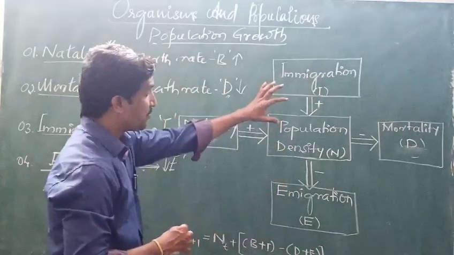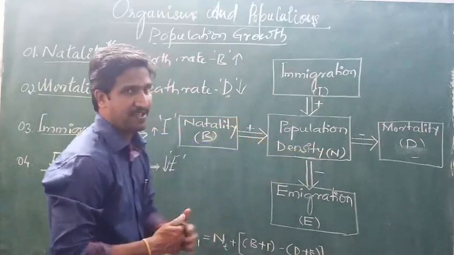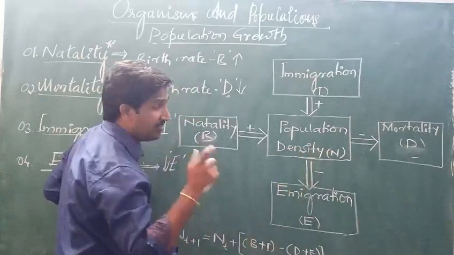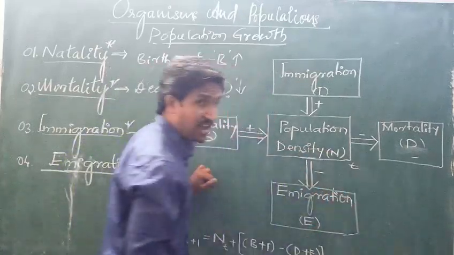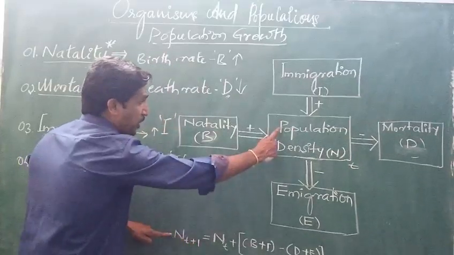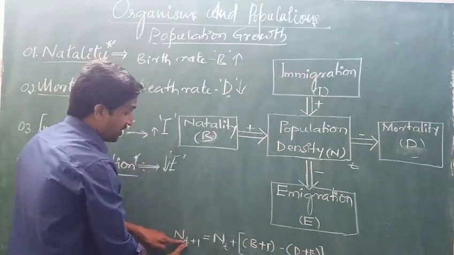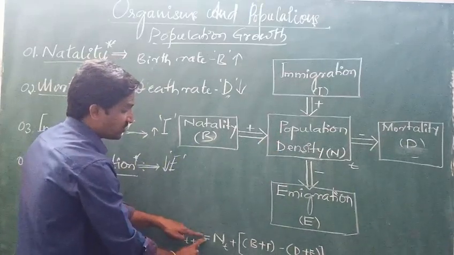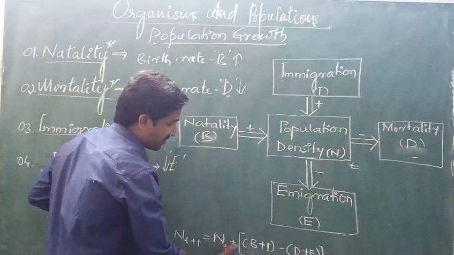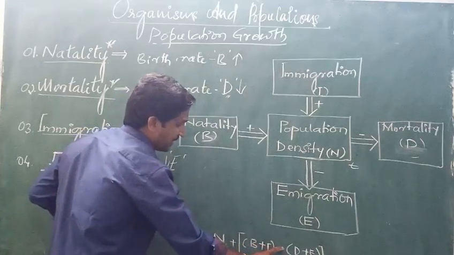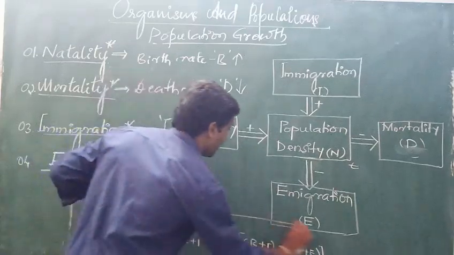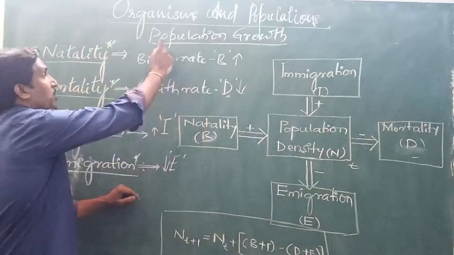So accordingly, population density, capital N, at a particular time is N at time t plus 1. N at t plus 1 equals the population at time t, plus birth rate plus immigration, minus death rate plus emigration. This is the general formula for population growth.